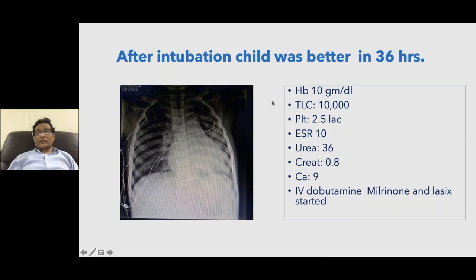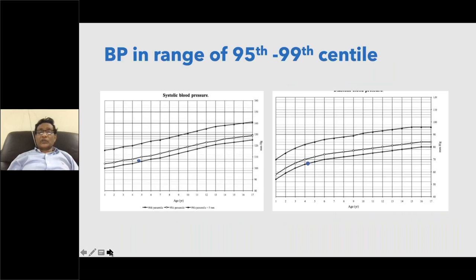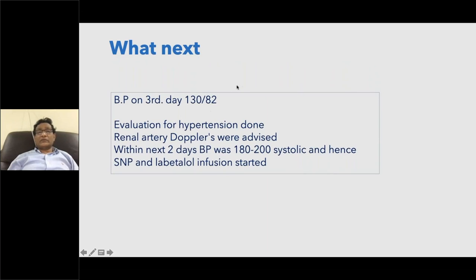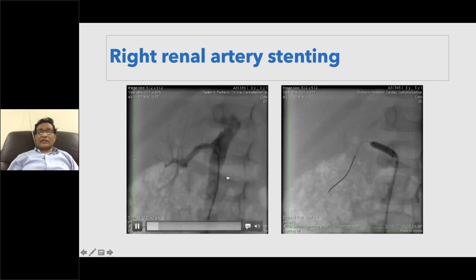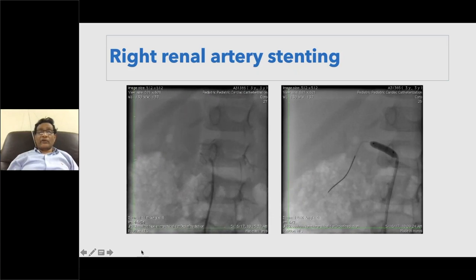So what we have done, we intubated and treated the baby, and creatinine and every parameter was checked. Treated with dobutamine and milrinone, and after 2 days the BP started rising, 130 by 82, very high. Then we evaluated the renal Doppler, which showed significant renal artery stenosis. Here you can see that the renal artery is quite stenosed. So this patient underwent renal artery stenting and improved very well.